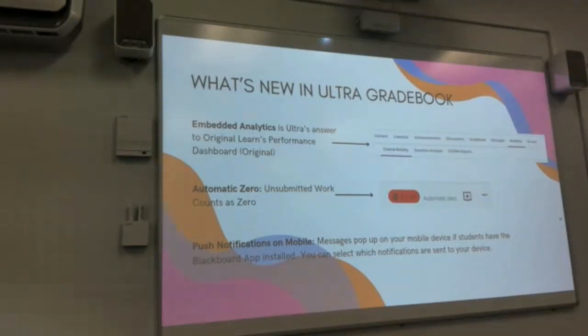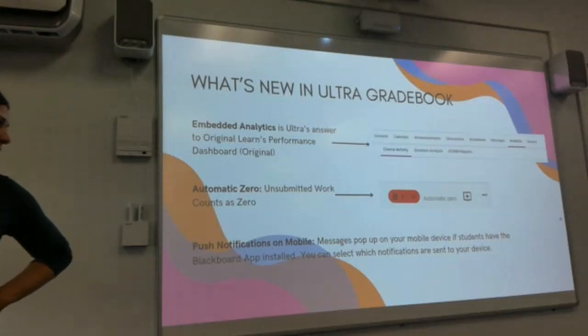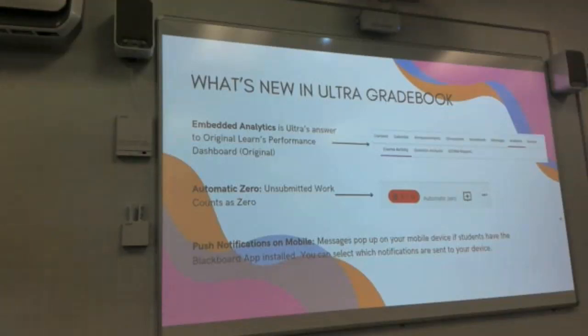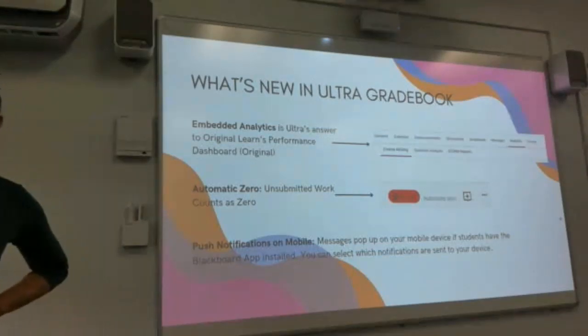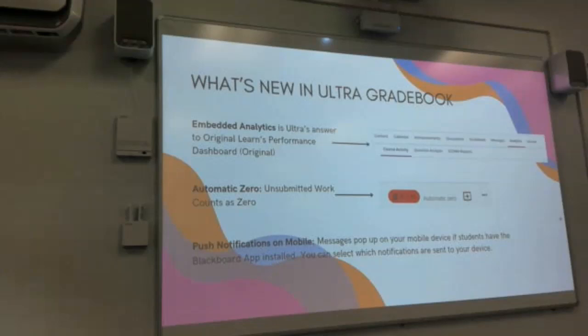So that is one way to avoid having to look at there's no submission and manually put it in there before you push the grades. Also, push notifications on mobile. Learn did not have that. Ultra has an app for students and instructors, and they can each customize to get push notifications on mobile. So they actually pop up as regular notifications like you get from any other app.